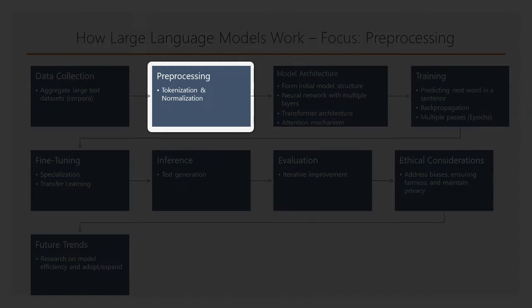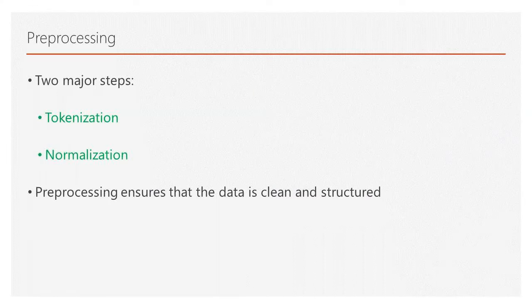Now, let's discuss the next step, that is data preprocessing. Once the data is collected, it undergoes preprocessing. This crucial step includes tokenization and normalization. Tokenization is the process of breaking down text into individual tokens, which can be words or subwords. Normalization is the process of standardizing the text, such as converting it to lowercase, removing punctuation, and handling special characters. Preprocessing ensures that the data is clean and structured, making it easier for the model to analyze and learn from.